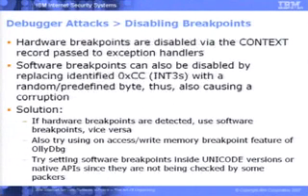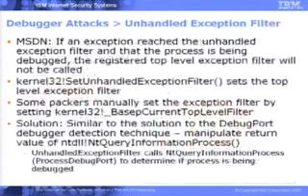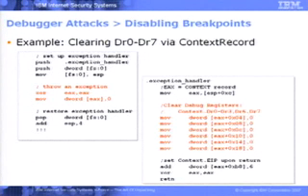So software breakpoints can be disabled by identifying all the interrupt 3s, and they can try to put a random byte in it so that the instruction is corrupted. So this is the example. It tries to throw an exception and then tries to set the debug registers to 0, so that all your hardware breakpoints are cleared.